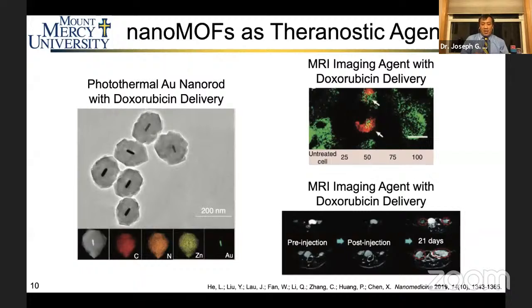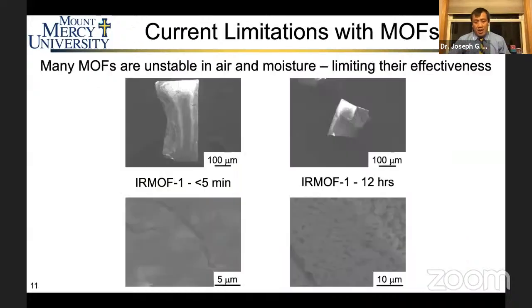Now, if we don't use fluorescence, we can excite the nuclear state and use MRI. Here, MRI is showing you where exactly the drug is being delivered, and having that localized delivery of the drug is definitely the target that we want to go with. But again, as promising as these materials are, there are still some limitations.